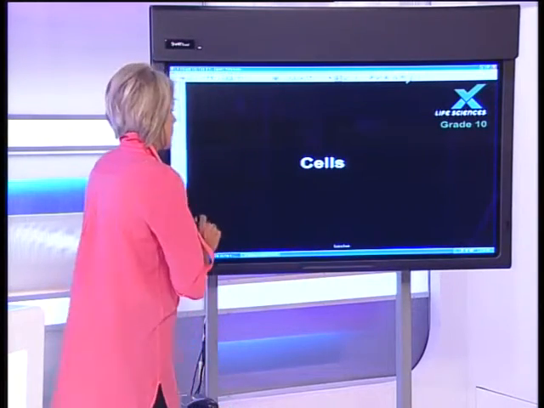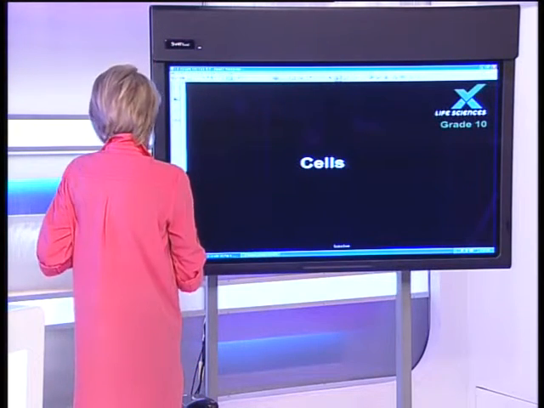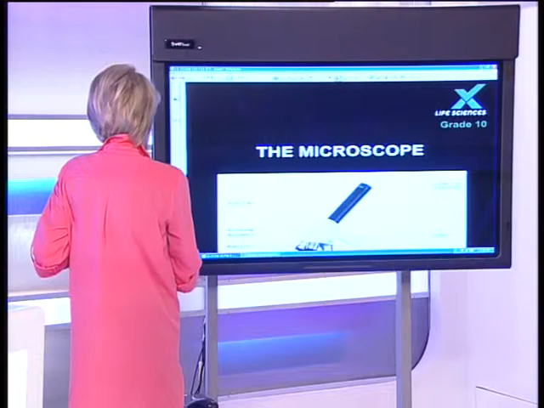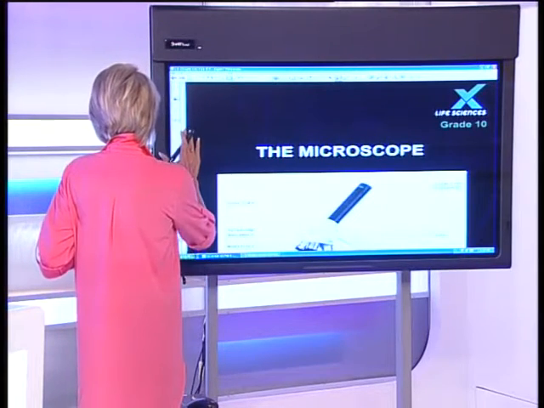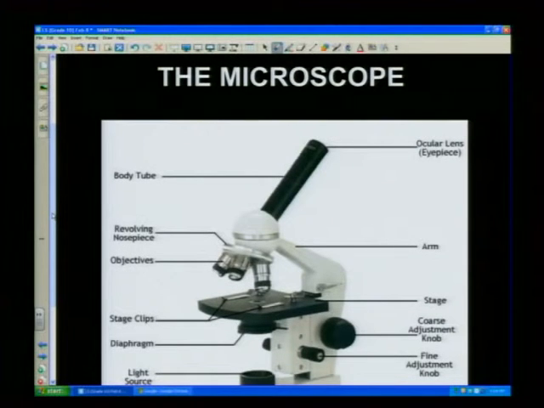All right, so we are going to focus on cells. Okay, let's just do our microscope here. What I've done is John has put a slide of the microscope on here for me, and I just want to get a different pen color, so we're going to use red. And okay, we've got the microscope.